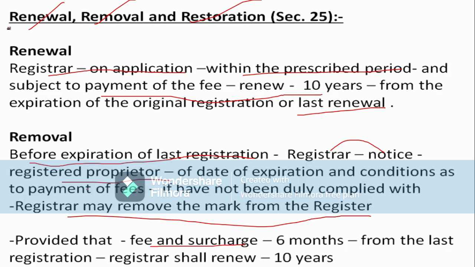Removal means that if the registered proprietor has not complied with the conditions according to the trademark office, then the registrar will remove the mark from the register. And if he pays the fee and surcharge within the 6 months period of the expiration of registration, then the registrar will register the trademark for 10 years.